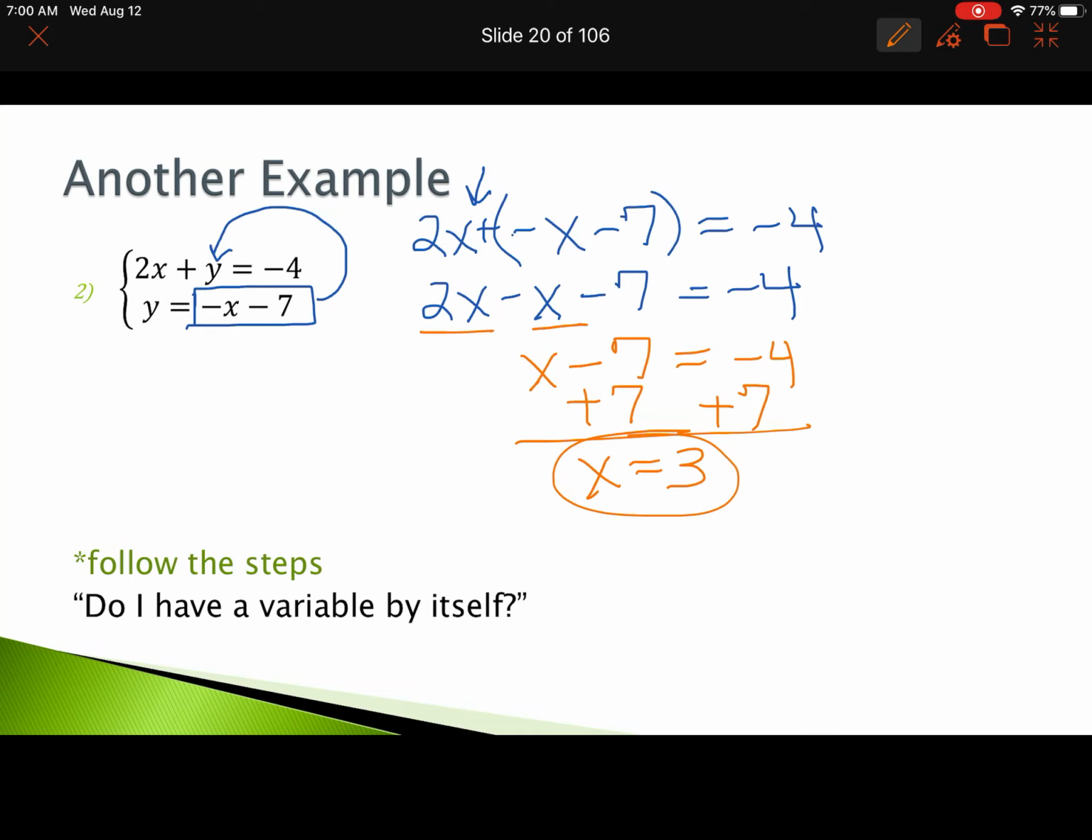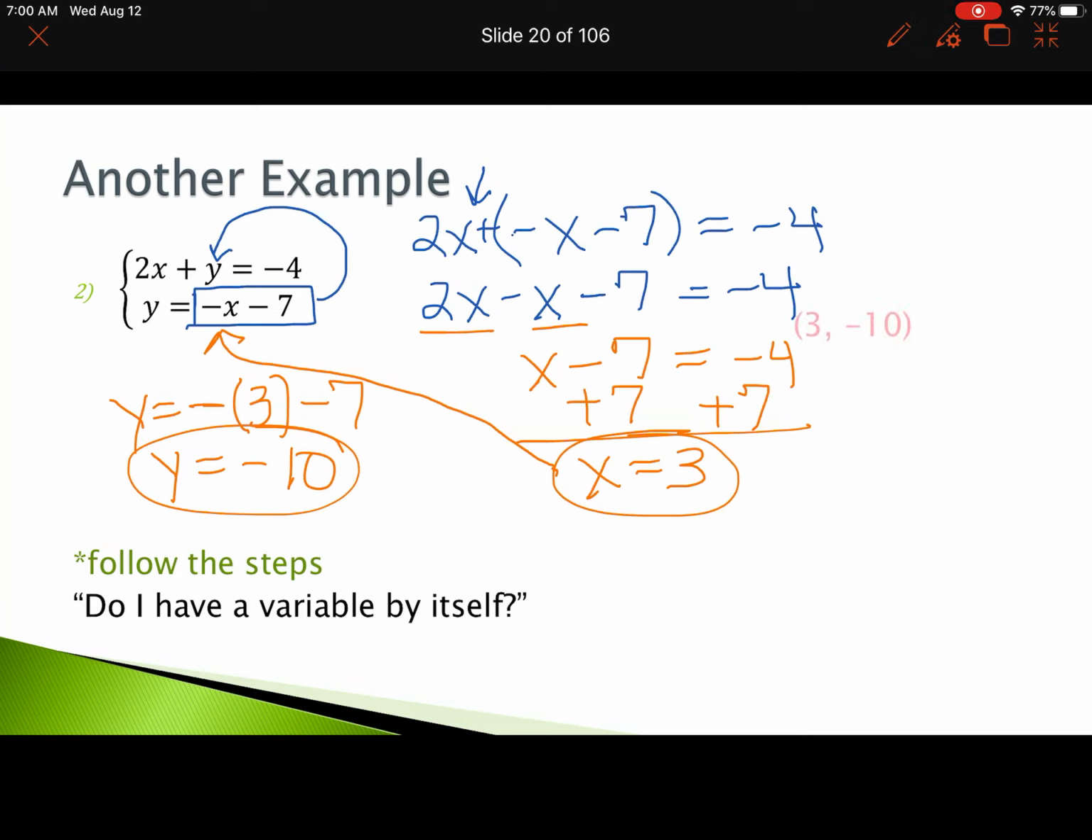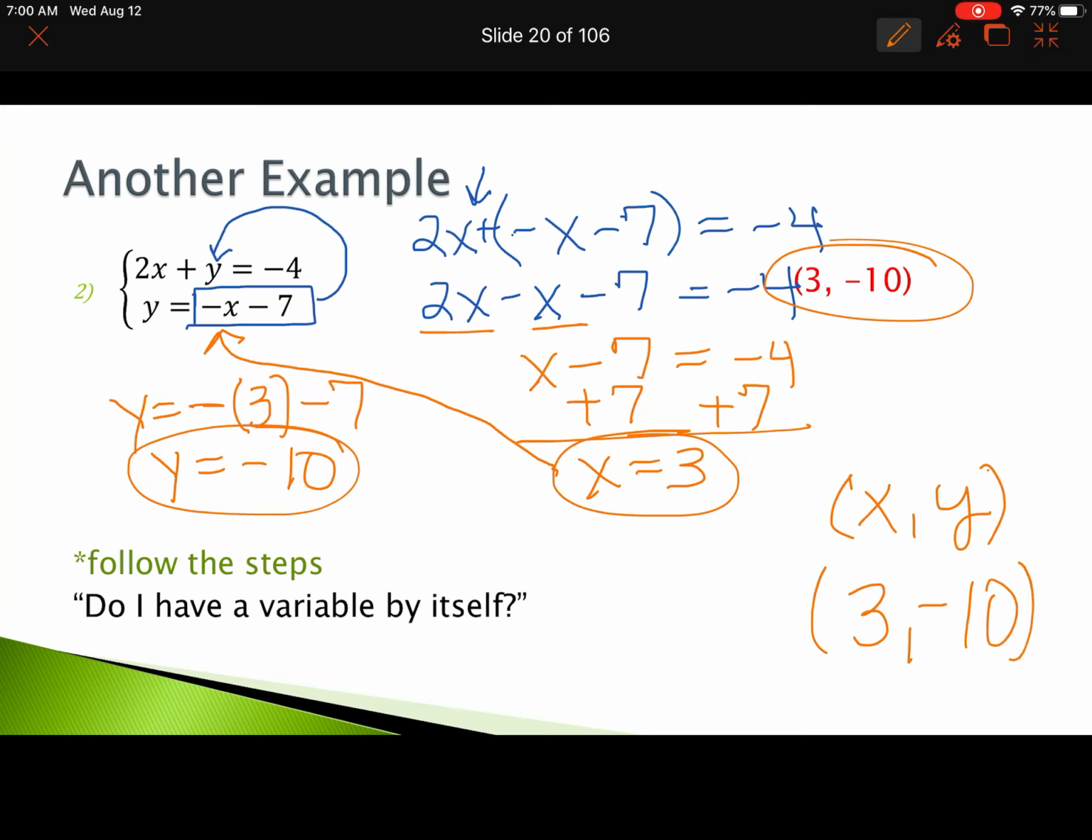Once we find x, I'm going to plug it into that lower equation. The lower equation for this one is an easier one, I think, because it's already solved for y. So when I plug that in, I have y equals negative, plug in that number 3 instead of x. So I have negative 3 minus 7. So y is going to equal negative 10. Our final step is just like we have on the screen, write it like an ordered pair. Make sure that you have x first and then y. So I'm going to rewrite that at the bottom as 3, negative 10.